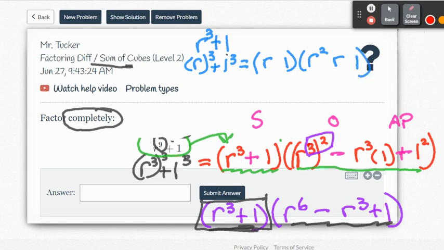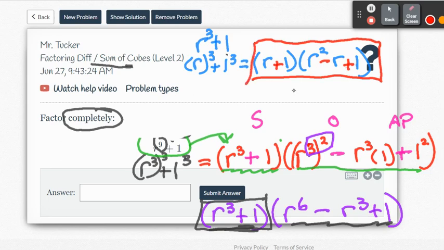And we fill that in with SOAP, so same sign, opposite sign, always positive sign. So this r plus 1 times r squared minus r plus 1 is what this r cubed plus 1 gets to be replaced with. So I need to take my final answer and take this r cubed plus 1 and replace it with this r plus 1 times r squared minus r plus 1.